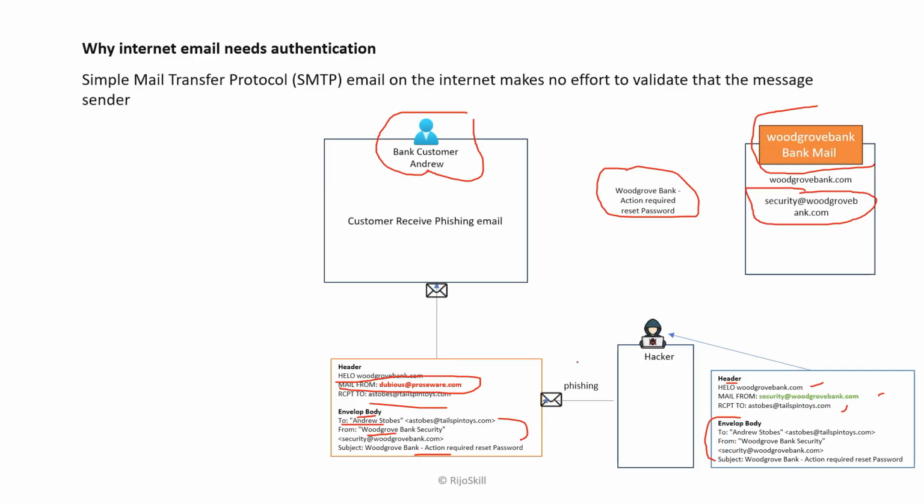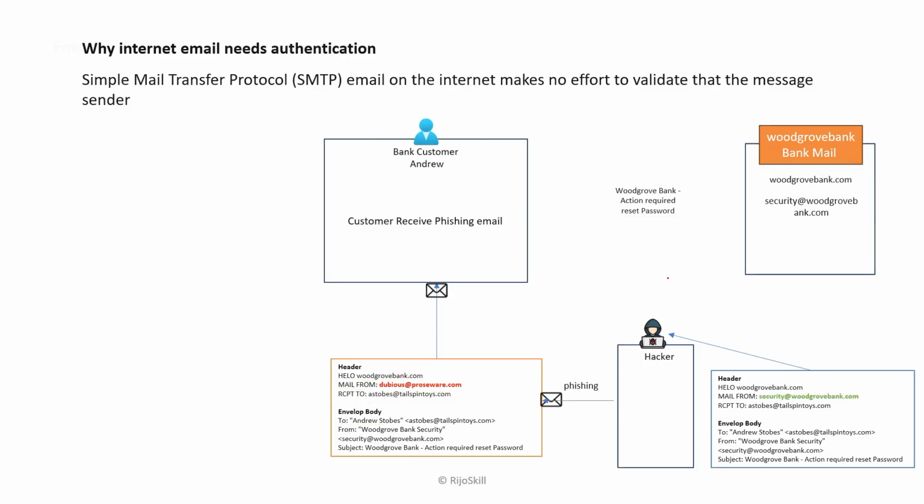So bank customer Andrew receives the phishing email. Why is it a phishing email? They altered the mail from the original sender. But Andrew has no option to verify that he is receiving the email from the correct, authenticated sender. In this scenario we need email authentication. So we will discuss how the SPF, DKIM and DMARC records help with email authentication.